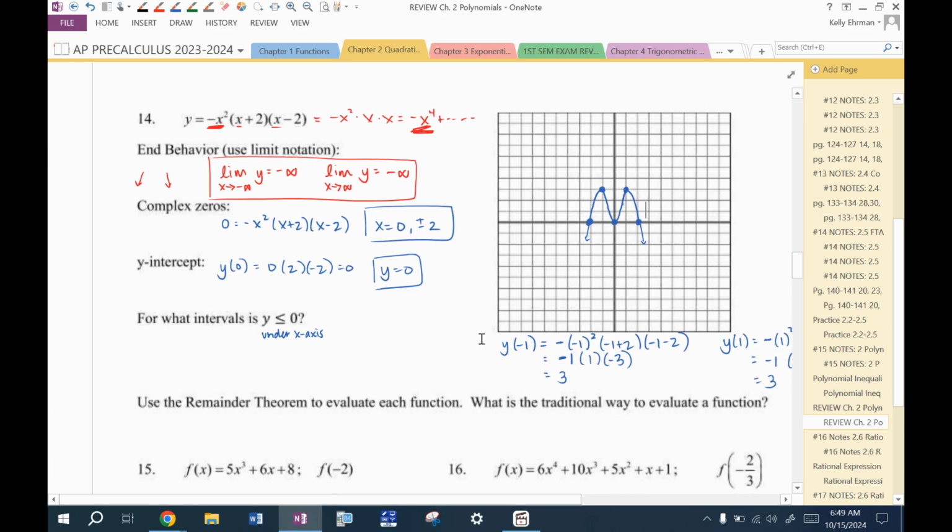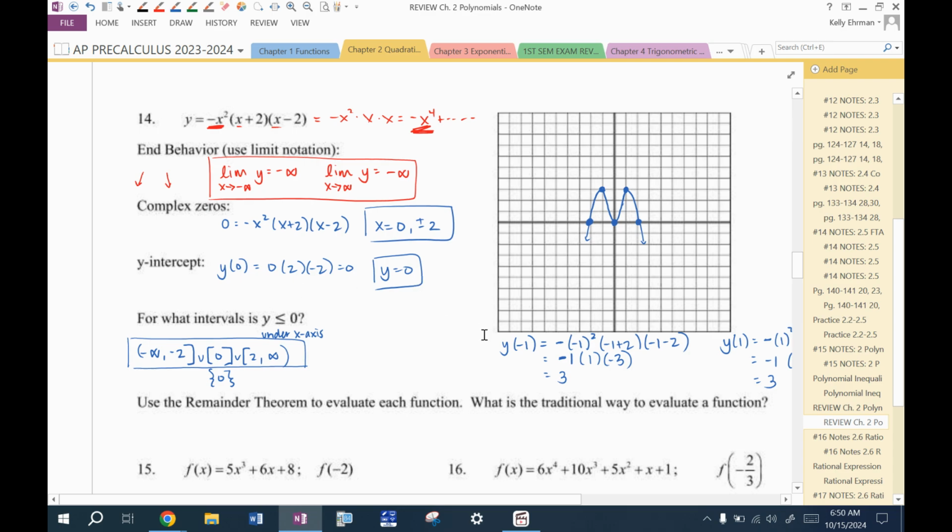For what intervals is y less than or equal to 0? So it's below the x-axis on the ends, and then don't forget equal to 0 also at 0. So I'm going to say negative infinity up to negative 2, also at 0. You could also use square braces here. And then also at 2 to infinity. Okay.